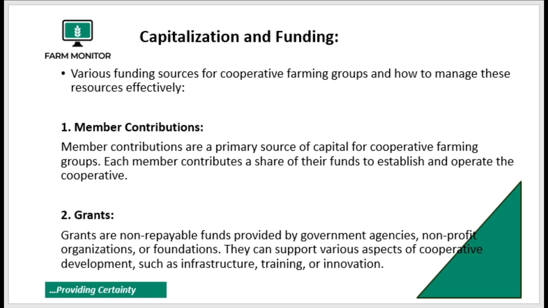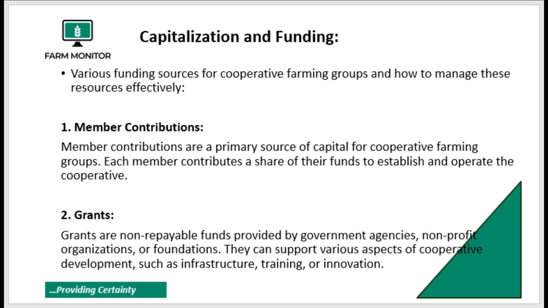Ensure transparency in tracking member contributions and use those funds for the cooperative's benefit only. Another source of funding is grants. Grants are non-repayable funds provided by government agencies, non-profit organizations, or foundations. They can support various aspects of cooperative development, such as infrastructure, training, or creating innovative products.